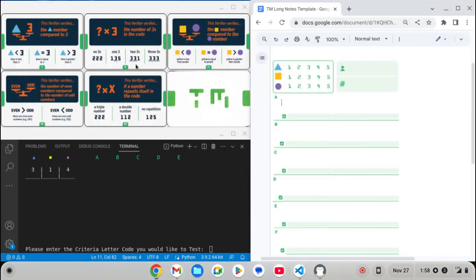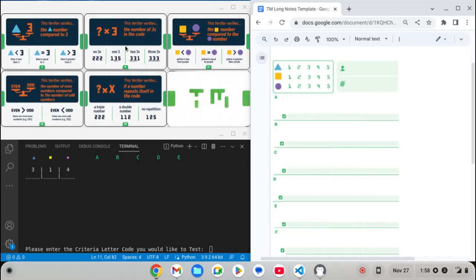So in the grid above, we've got our 5 criteria cards. On the top row, we've got criteria card A, criteria card B, and criteria card C. On the bottom row, we've got criteria card D, and finally criteria card E. So criteria card A takes a look at our first digit, the triangle digit, and the Turing Machine will compare it to the number 3. So should the value of triangle be less than 3? Should it be equal to 3? Or should the value of triangle be greater than 3?